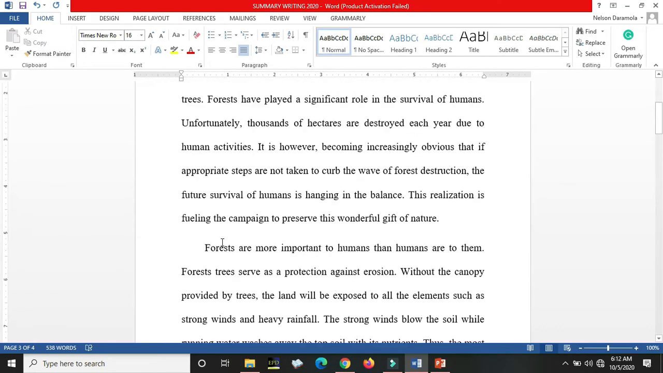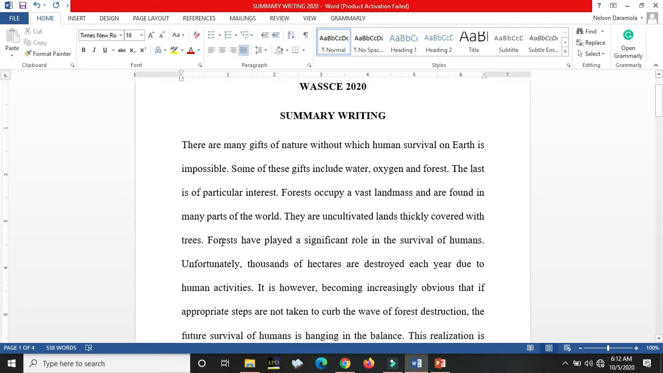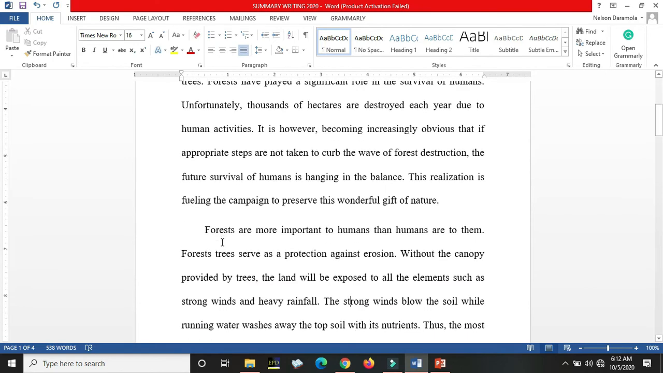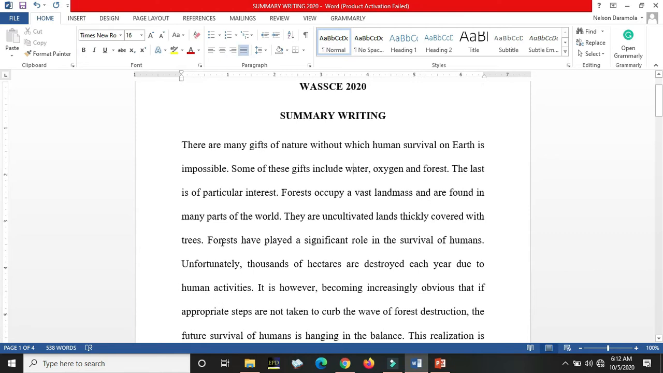And very quickly, let's go through the passage. There are many gifts of nature without which humans cannot survive on the earth. That's just an introduction, so you may not need that. Some of these gifts include this. Okay, so the writer comes further to say the last is of particular interest. That's what the passage wants to focus on. Forests occupy a vast landmass and are found in many parts of the world. You don't need that sentence. They are uncultivated. You don't need that.